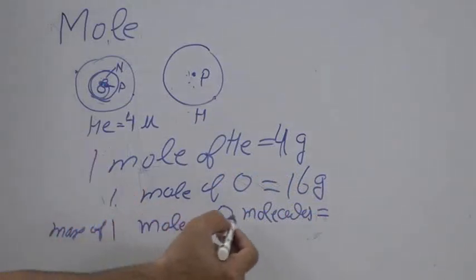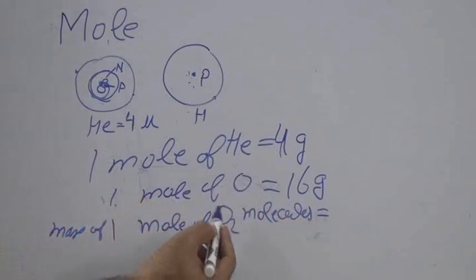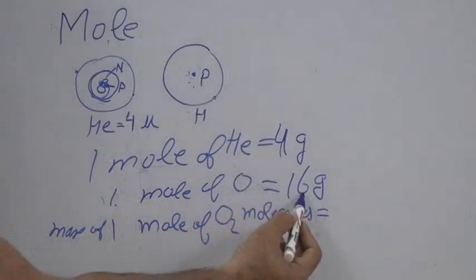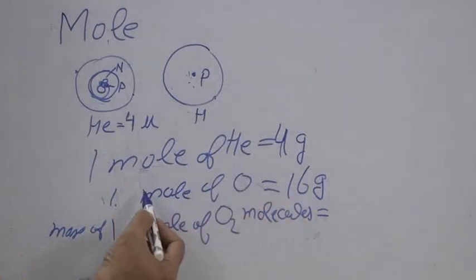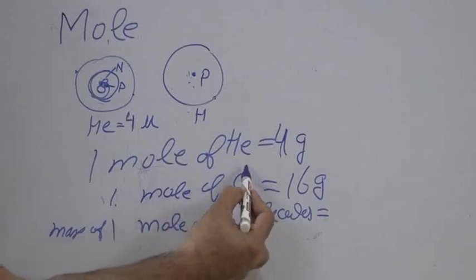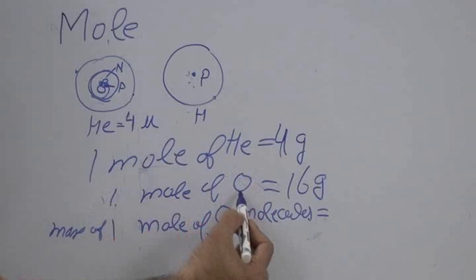Mass of 1 mole of O2 molecules would be how much? Here 1 mole of O atoms weighs 16 gram. Here the unit was what? We have counted what? O atoms. And what is the number? 1 mole. Count comes out to be 1 mole of O atoms.